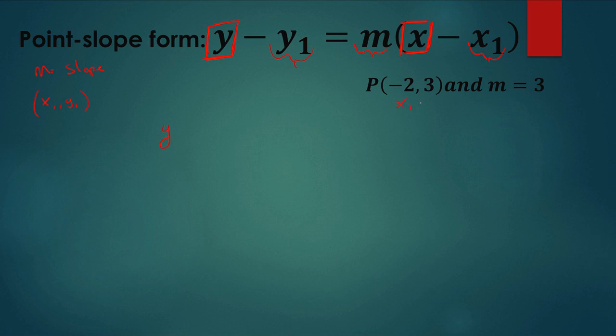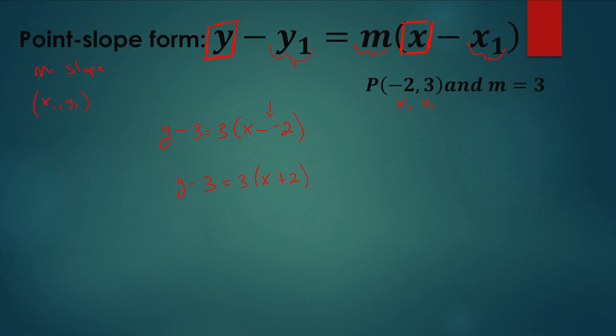This point is my x1 and my y1. So here we have y minus, my y1 is 3. My slope is 3. I still have the parentheses. I still have the x. Then I have minus a negative 2, or the x value. And once again, once that happens, it actually becomes positive. So y minus 3 equals 3x plus 2.